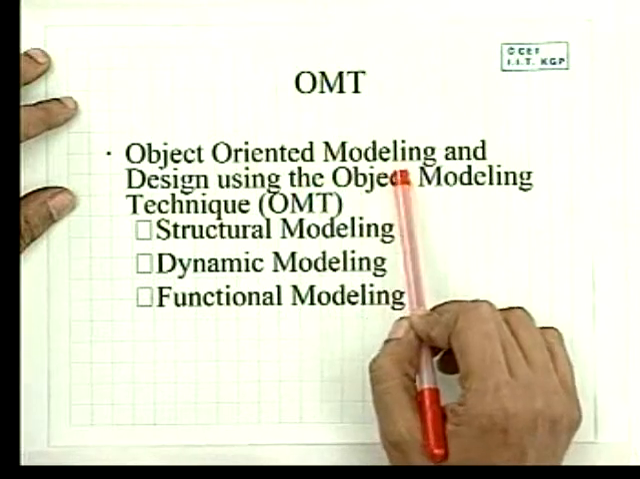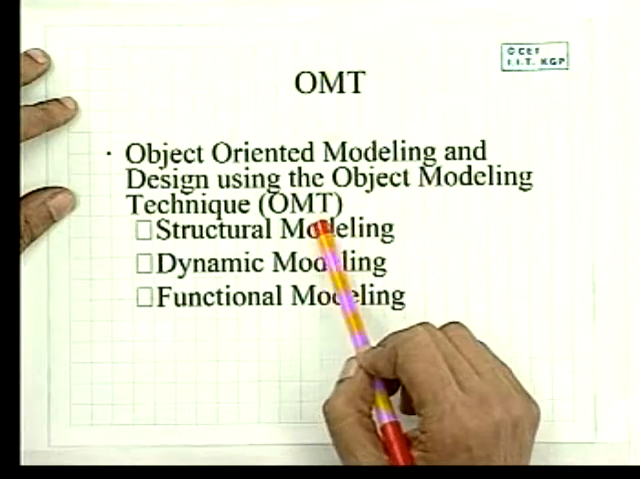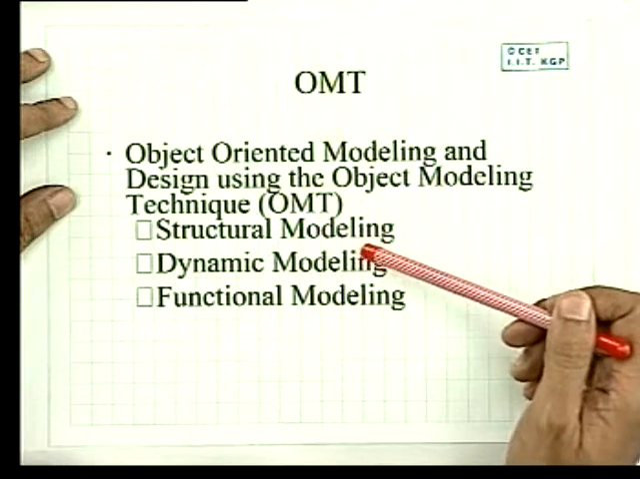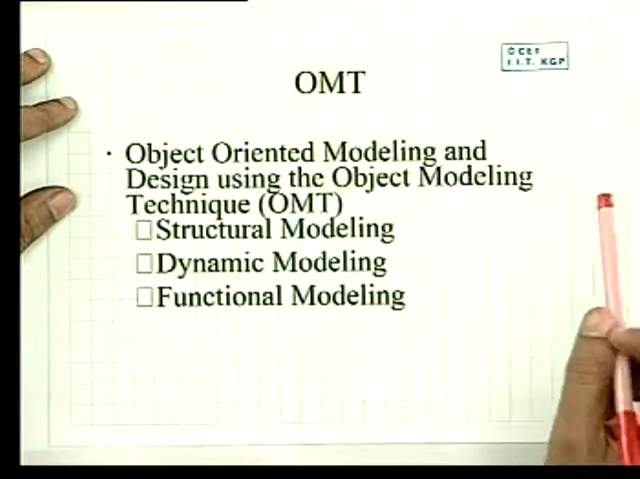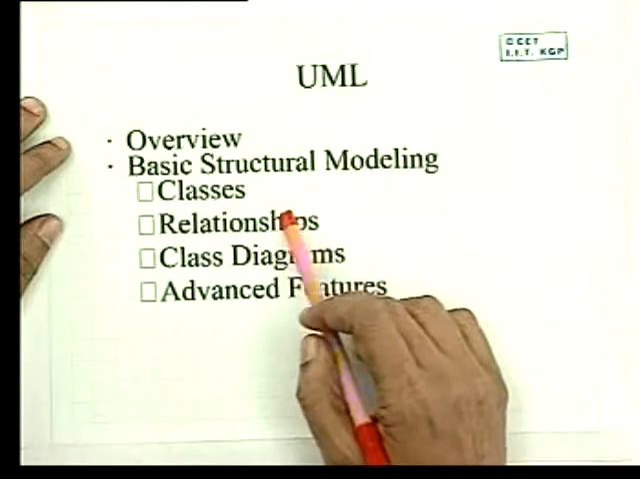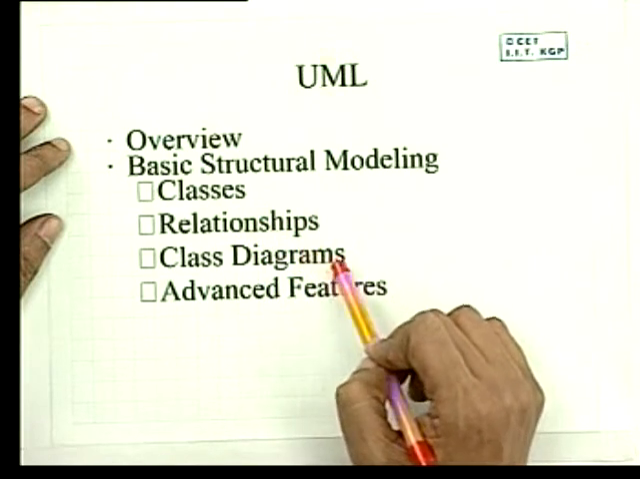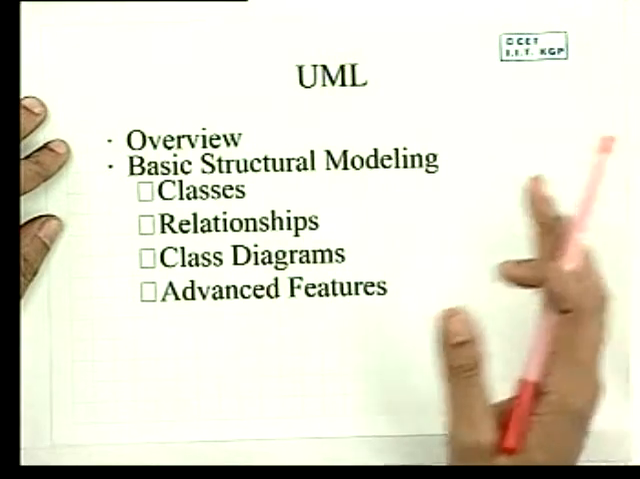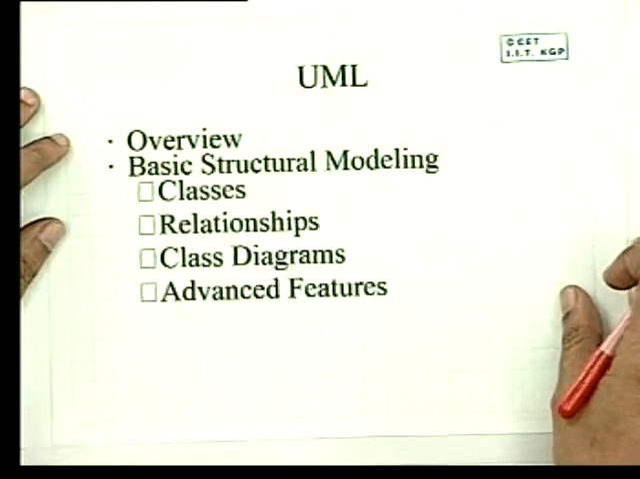And after that, my colleague Dr. Sarkar will look into object-oriented modeling and design using the object modeling technique called OMT. She will discuss the structural modeling, dynamic modeling, as well as the functional modeling aspects. After that, we will look into the UML language and basic structural modeling, classes, relationships, class diagram, and advanced features. So you will have an idea that we have Java before and then UML, and how both these languages can be used to create an object-oriented environment.